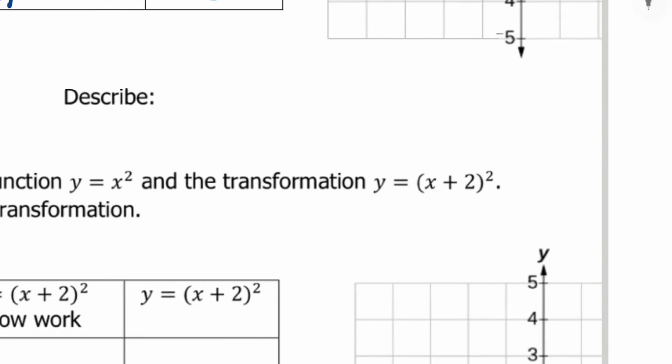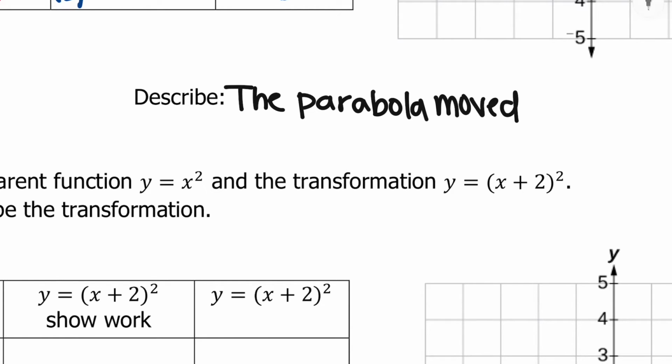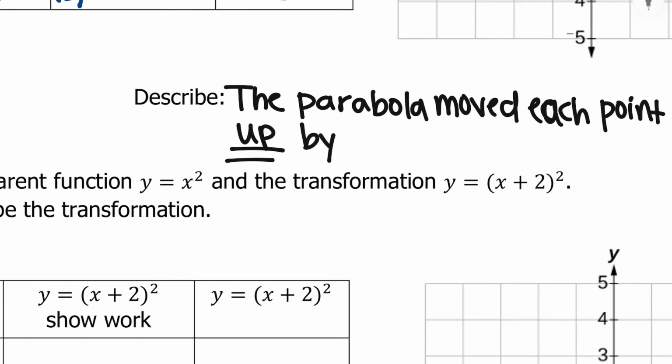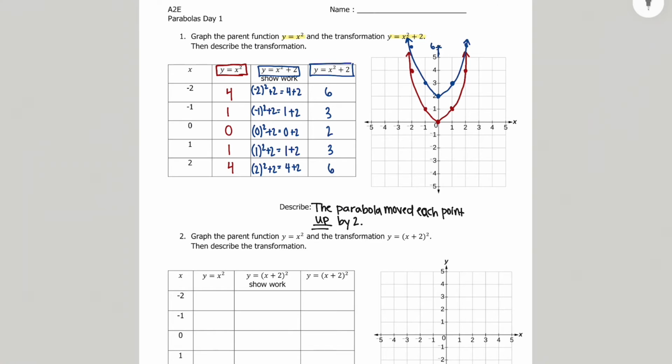So the next part says describe. We're going to say the parabola moved each point up by 2. So that is the first one. We're going to continue to do this with different ones and see how the graphs are changing. So that's going to happen with 2, 3, and 4 today.